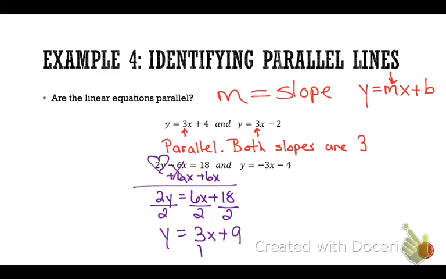So the first equation, what's my slope? 3. The second equation, what's my slope? Negative 3. Okay, so this is no. They're not parallel. You could say m equals 3 and, don't do a comma, do an and symbol, negative 3. That way you're telling me it's no because I recognize my slopes are different. All right, any questions on that?